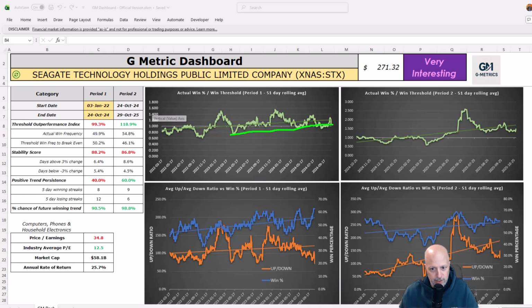It's a positive increase. If it's above this line right here, this means it's winning more than it needs to. You can see that over time during this first period, the threshold outperformance index is getting continuously better for Seagate Technology Holdings. Then we go look over in our next period, period 2, which is basically the last year, and we can see that it continually gets a lot better as well. So it's improving. The trend line is going up for sure, and it's really performing well here.